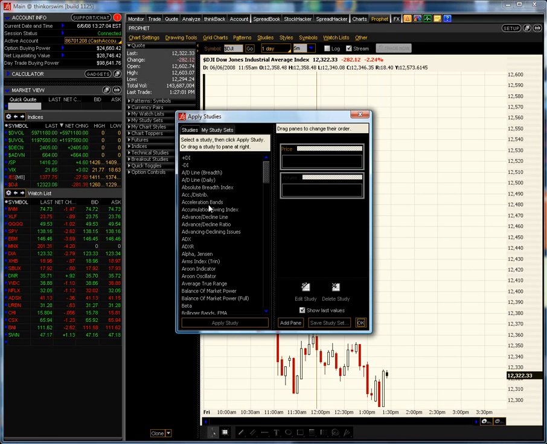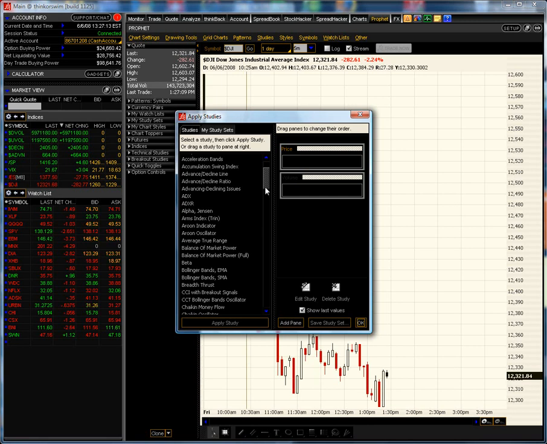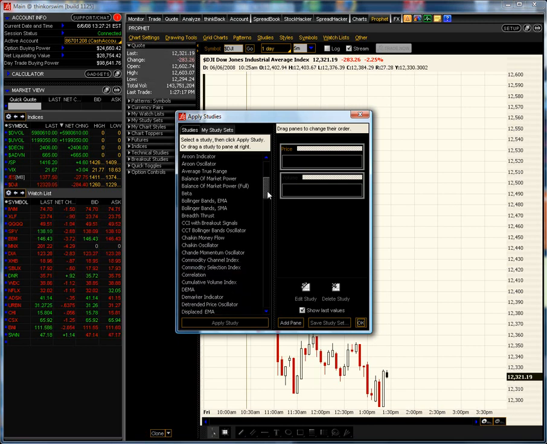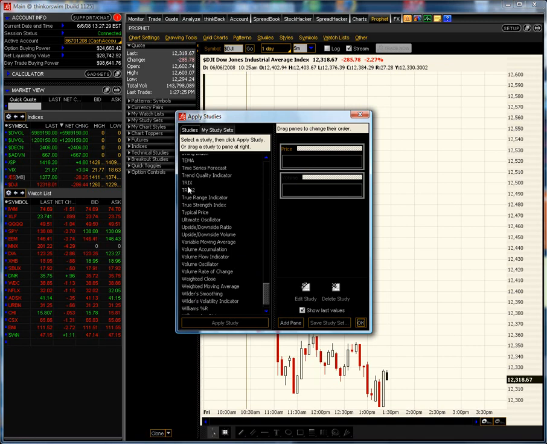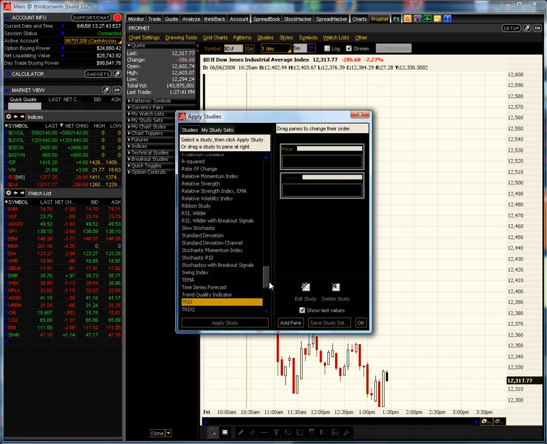There's accelerator bands, advance decline line ratios, advancing declining issues, which is a good one. That's actually the one I'm kind of using, but in a little different form. There's average true range. There's balance of market power. There's Bollinger Bands, EMA and SMA. There's CCI with breakout signals. There's correlation. There's cumulative volume index. You can go on and on and on. There's tricks and tricks 2. There's time series forecast. There's Fibonacci numbers. There's Williams accumulation distribution. I've used just about all of these.